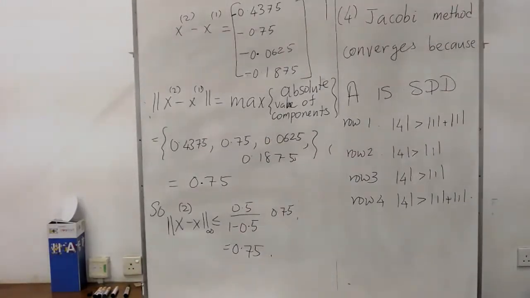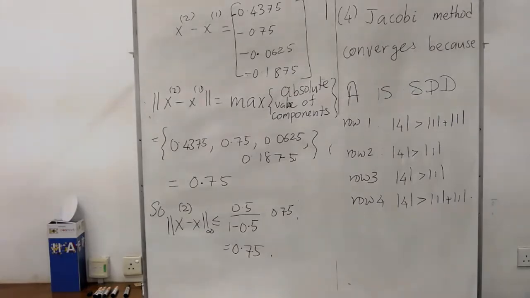And in the second row, you can see 0, 4, 0, 1. So the off diagonal term summation is 1, diagonal is 4. So that row again has the diagonal term larger. Same for the third row and same for the fourth row. So eventually you can see that in all 4 rows, the diagonal term dominates the sum of the off diagonal terms. So clearly A is strictly diagonally dominant.